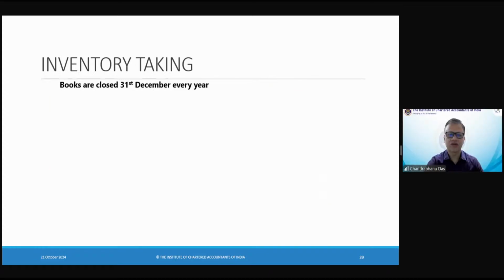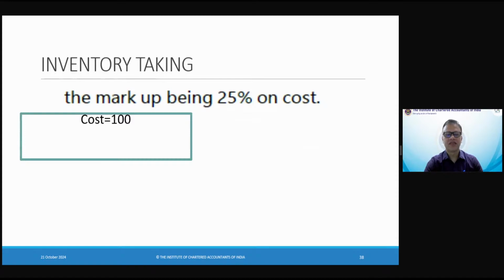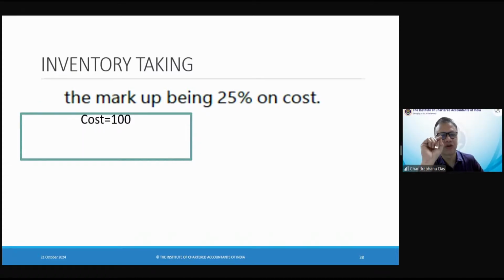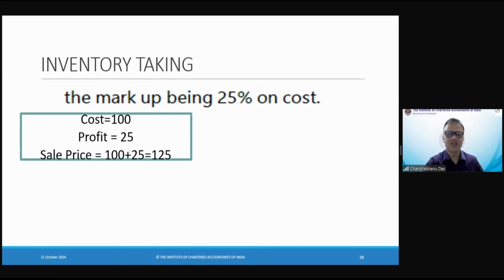So when there is a target, if you see clearly, imagine cost as 100. Now it's a percentage. The markup is 25% on cost. When it's a percentage, it means 25 divided by 100, isn't it? 25% on cost means 25 divided by the cost. If 100 is the cost, 25 divided by 100 is the percentage, right? So then your selling price becomes 100 plus 25, 125. Because we are talking in terms of percentage, that's why we are taking cost as the base figure, 100. Because it is written 25% on cost.